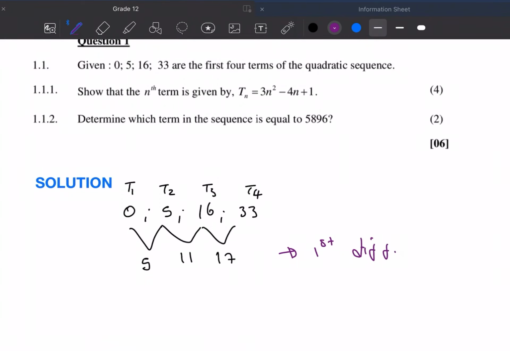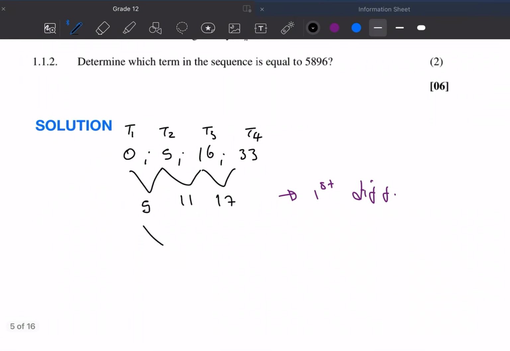This is what you do for every quadratic sequence. And then you check your second difference. Say 11 minus 5, that is 6, and then 17 minus 11. What is 17 minus 11? Again it is 6.